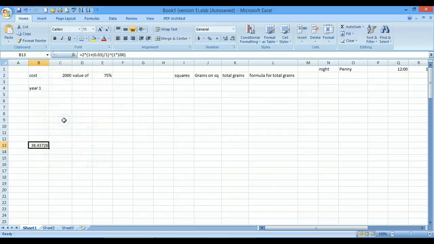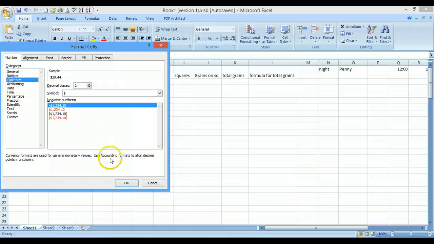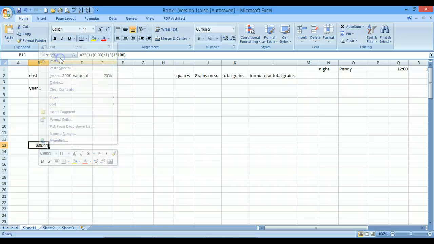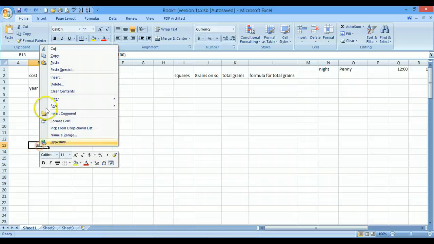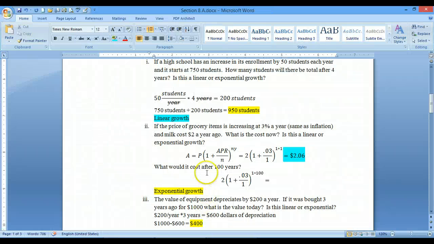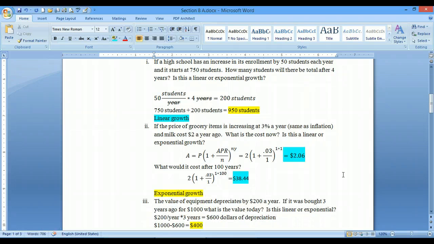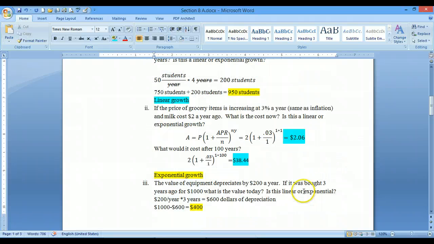Just for fun, we can say format this into currency and then copy. Oops, not that. Copy and paste. Control V. It's good to see the teacher do it wrong sometimes so that you can laugh at yourself. There we go. Not everyone can do everything, especially with technology, perfectly. So here are our answers. I hope that in 100 years a gallon of milk doesn't cost $38, but let's move on to the next example.